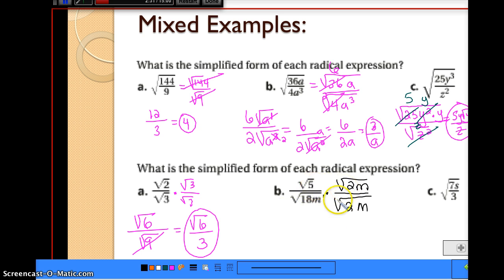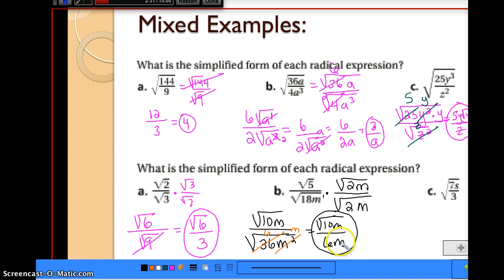So we have root 5 times root 2m would be root 10m, divided by root 18m times root 2m, which would be root 36m squared. So by multiplying by root 2m over root 2m, that turned these into perfect squares. The square root of 36 comes out as a 6. The square root of m squared comes out as an m. So I'm left with the square root of 10m in the numerator, which cannot be broken down, and 6m comes out from my perfect squares.